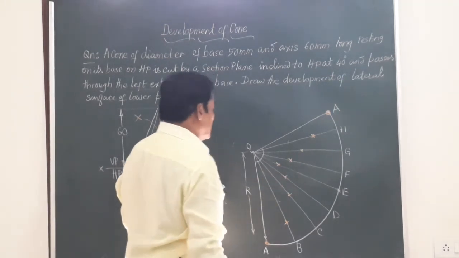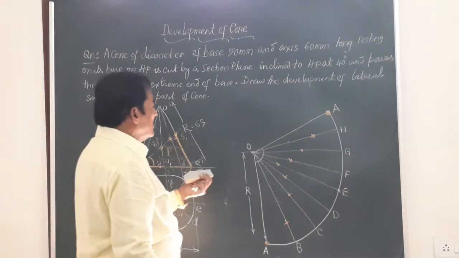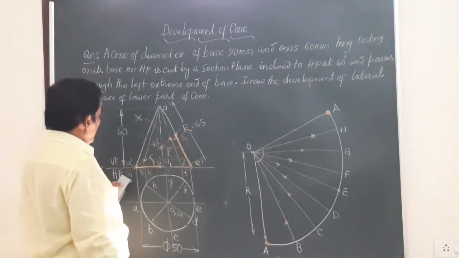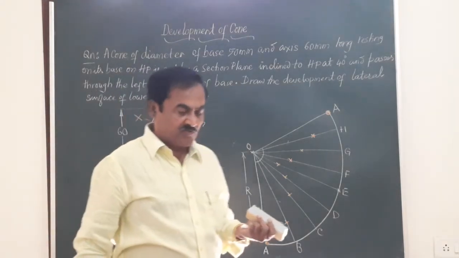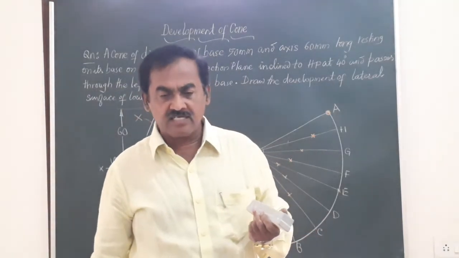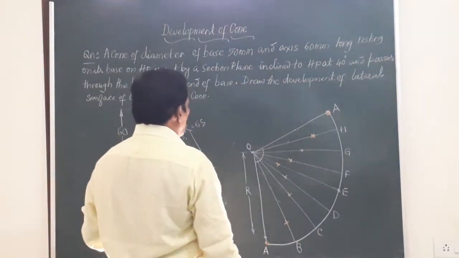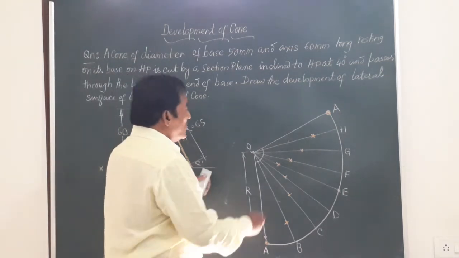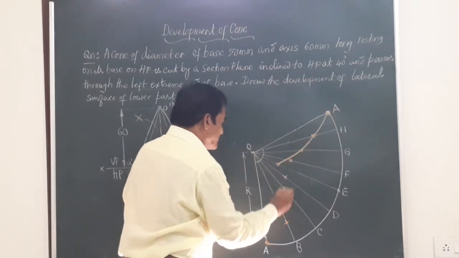Friends, we have so many points obtained on the respective generators depending on the position where the section plane is cutting the solid. And remember, for all these cylinders and cones, the points so obtained should be joined by a continuous smooth curve. So if I join all these, it's going to be something like this.